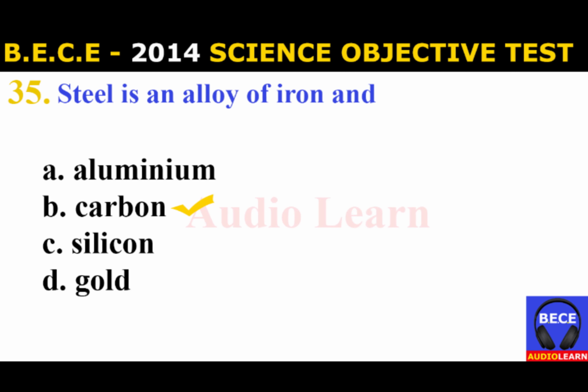Number 35. Steel is an alloy of iron and A. Aluminium. B. Carbon. C. Silicon. D. Gold. And the answer is B. Carbon. Steel is an alloy of iron and carbon.